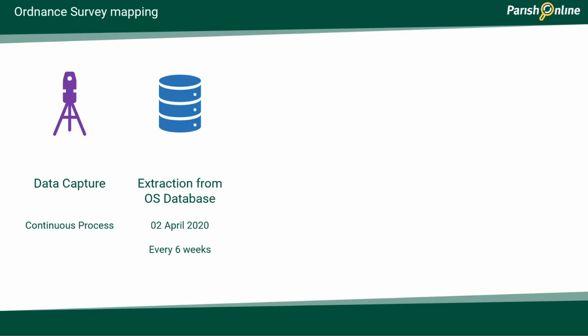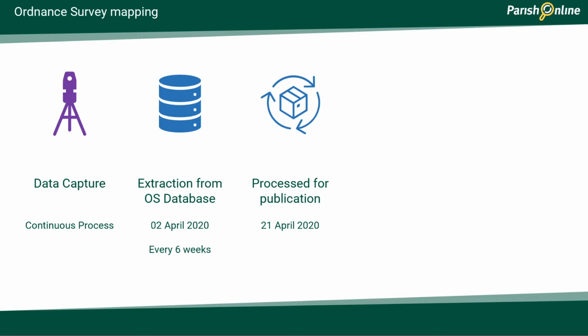They are capturing more information and feeding it into the Ordnance Survey database for MasterMap. And so then you've got this ongoing data set that needs to be communicated and updated for all of the people in the country that use the MasterMap data, including us. So on a set date, they take an extraction of that data, and this happens every 6 weeks. And then it goes through a processing process where it gets ready for publication.